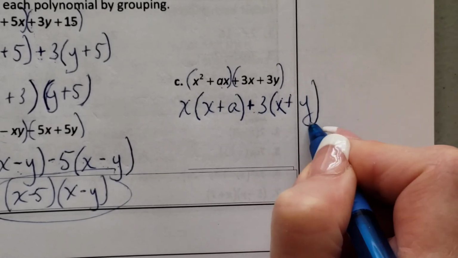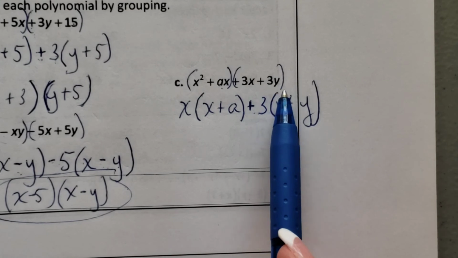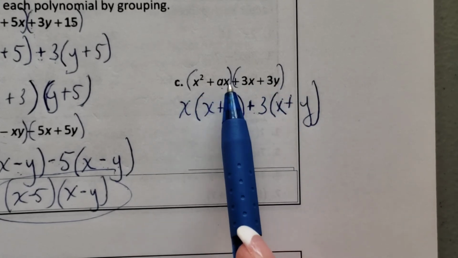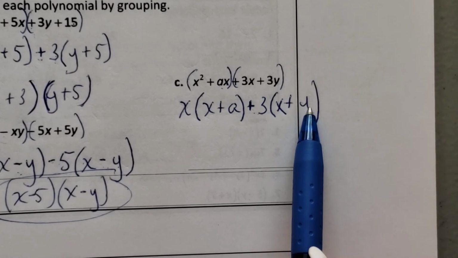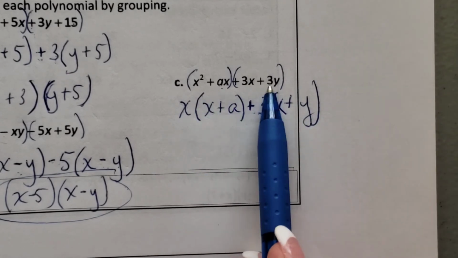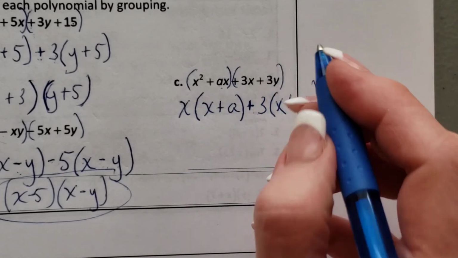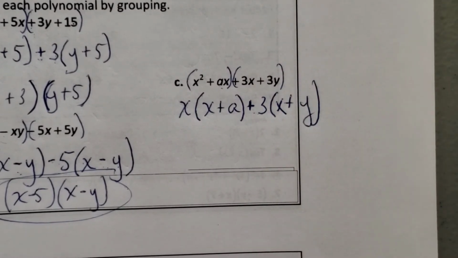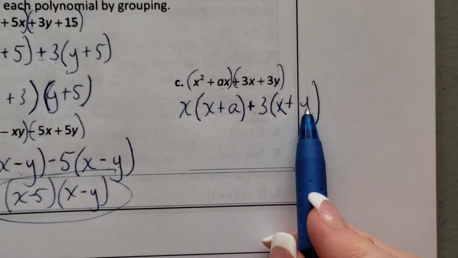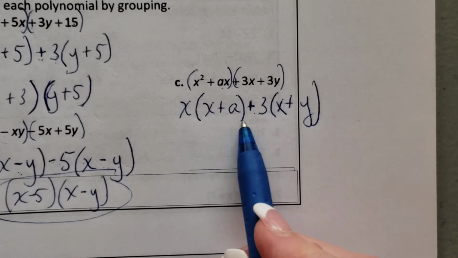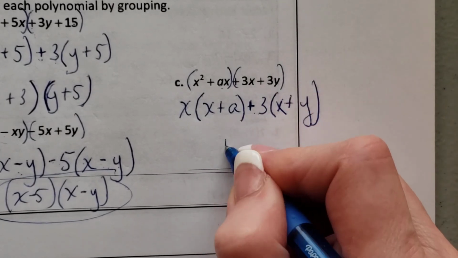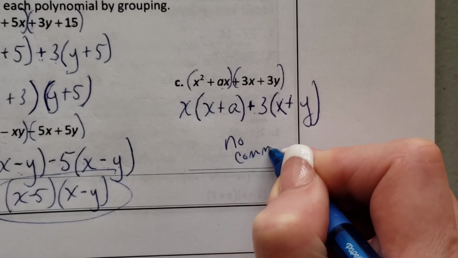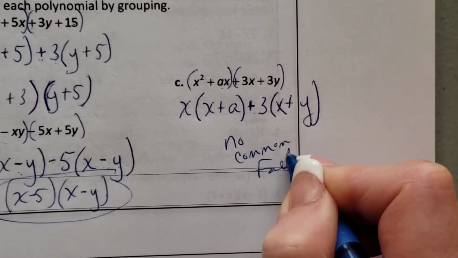Y. I think maybe this is a typo. I think that's supposed to be an A. I bet when they wrote these problems, they meant for this to be an A. So the way it's written, look right here. Do these match exactly? The answer is no. So you can't, these have no common factors, except for 1.